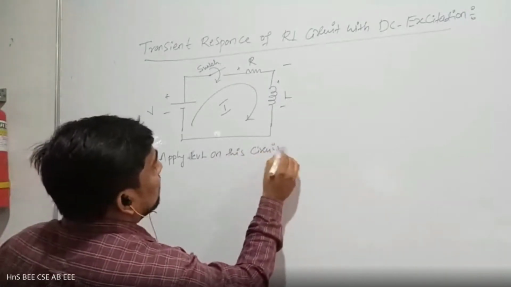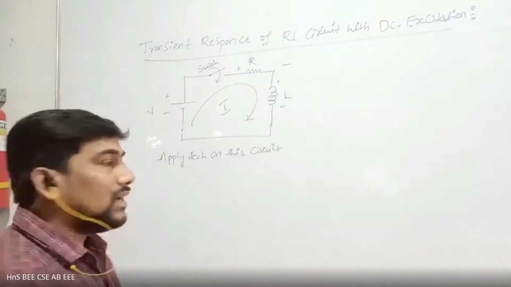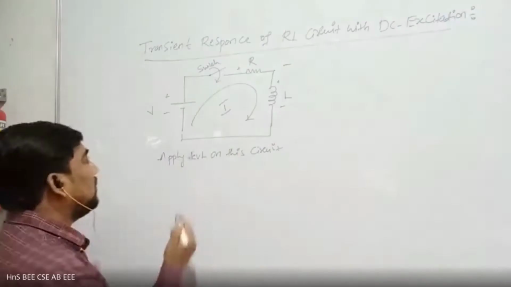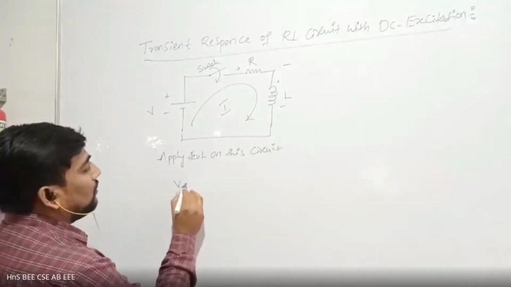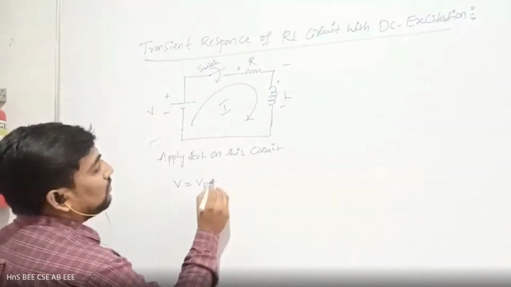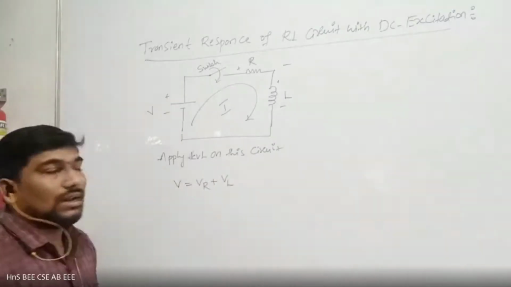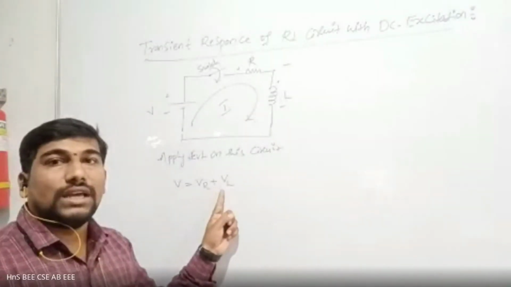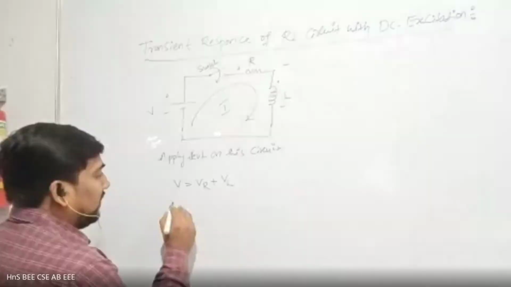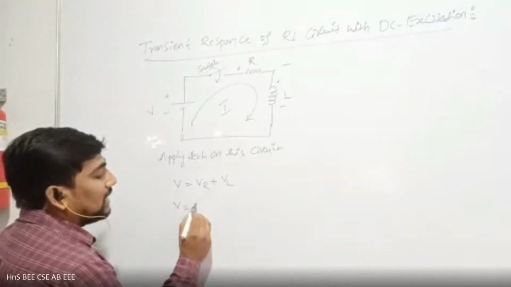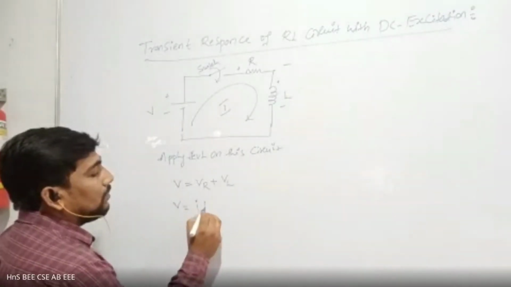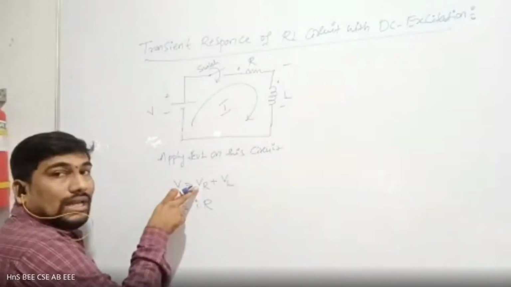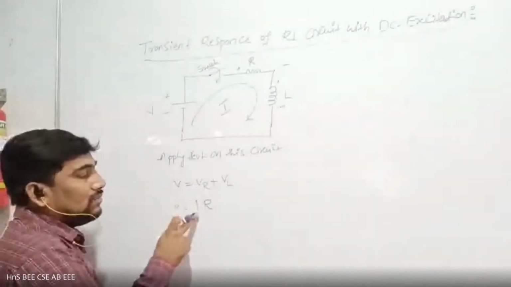Sir, how do we write the KVL first? You know already, supply voltage equals the branch voltages. We have two branch voltages, VR plus VL. So just write V equals VR plus VL. Here V is V, and VR is I into R. You know Ohm's law very well, so the voltage across the resistance is I into R.